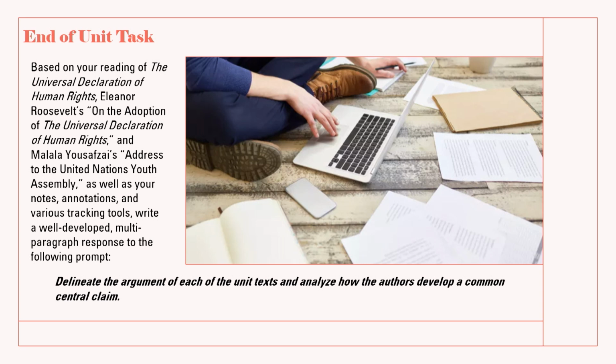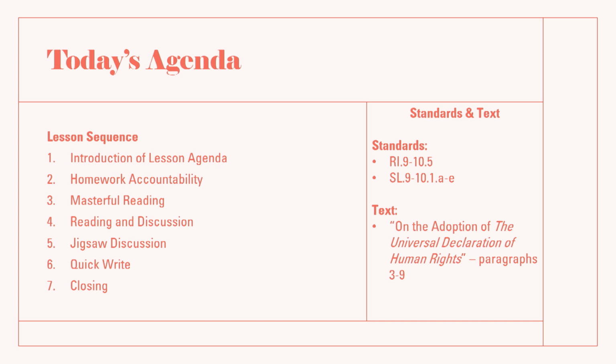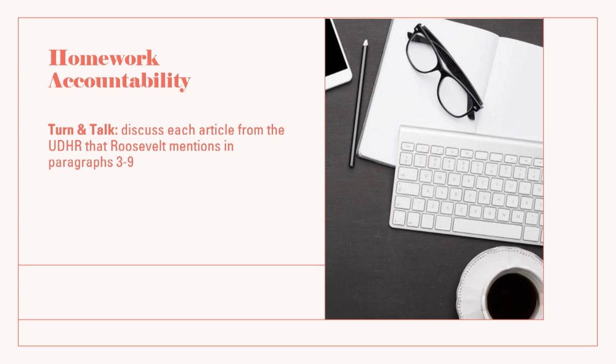So on the agenda today, we're going to be accountable for our homework. We will do a masterful reading. We will do some reading and discussion. We will do another jigsaw. We'll do a quick write, and then we'll close with a little more homework. You can see specifically we are working with paragraphs 3 through 9 on Eleanor Roosevelt's speech. So let's real quick go over some of our homework. I want you to turn and talk with a neighbor and discuss each article from the Universal Declaration of Human Rights that Roosevelt mentions in paragraphs 3 through 9.